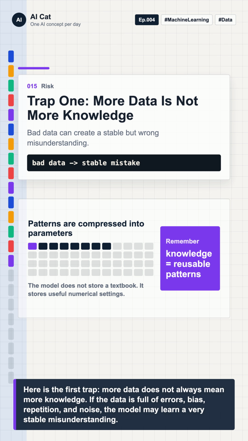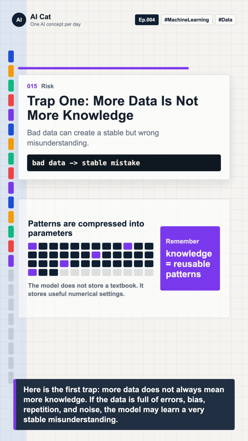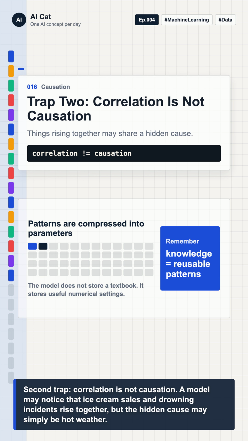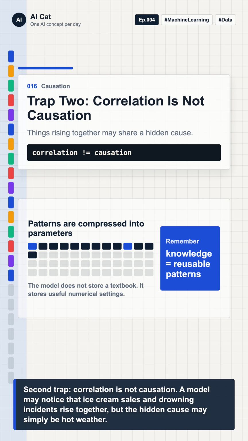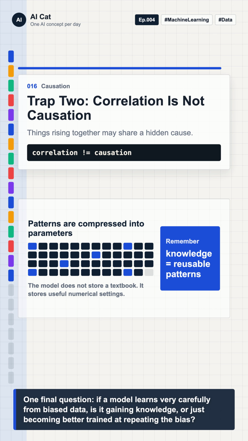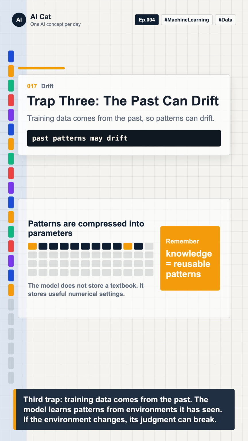Here's the first trap. More data does not always mean more knowledge. If the data is full of errors, bias, repetition, and noise, the model may learn a very stable misunderstanding. Second trap, correlation is not causation. A model may notice that ice cream sales and drowning incidents rise together, but the hidden cause may simply be hot weather. Third trap, training data comes from the past.